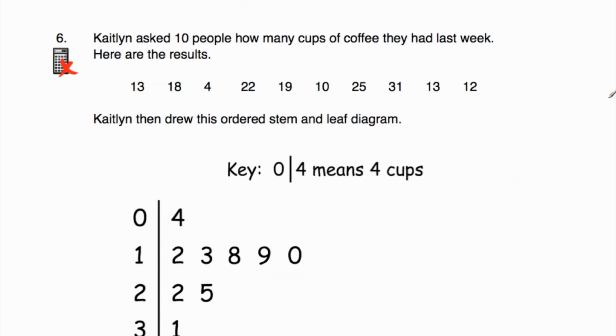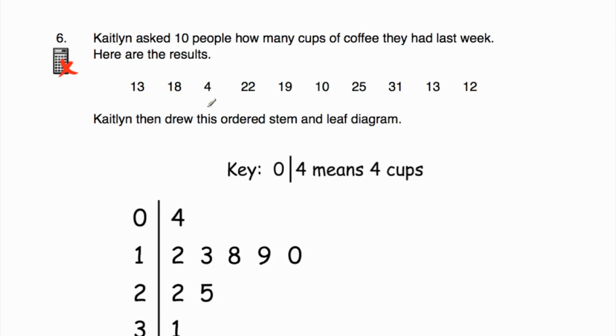Okay, our next question. So let's have a look at question number 6. Question number 6 says, Caitlin has asked 10 people how many cups of coffee they had last week. And here are their results. So we've got 13 cups of coffee, 18 cups of coffee, 4 cups of coffee, 22 cups of coffee, and so on. So there's our 10 results. That's the number of cups of coffee that the 10 people she asked had. If she'd asked me, it'd be 0.